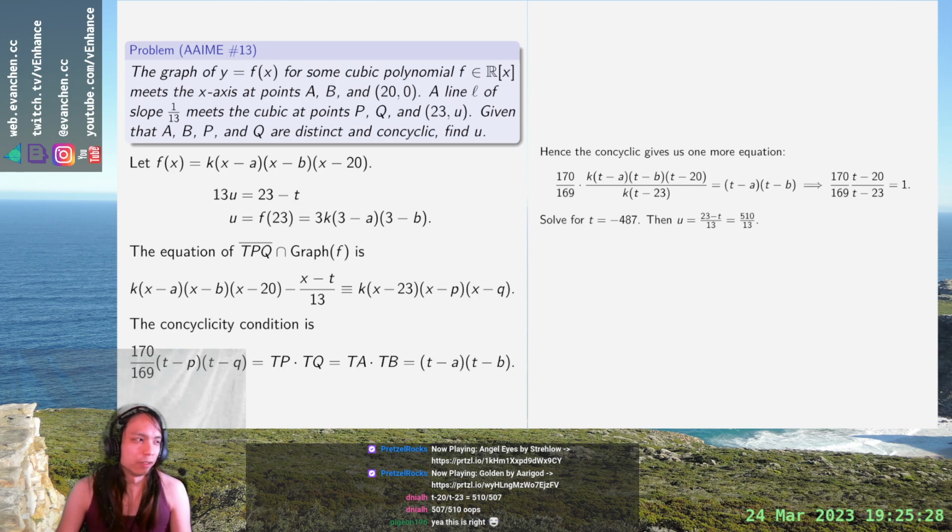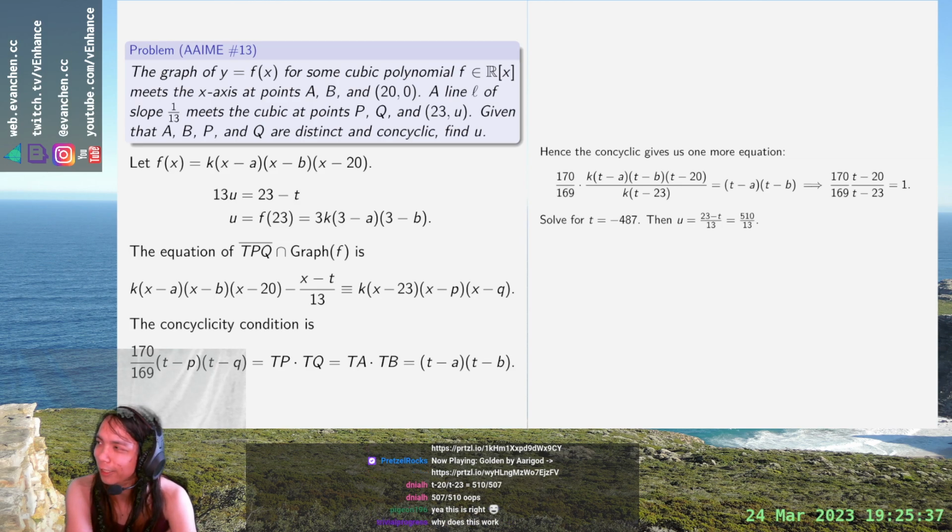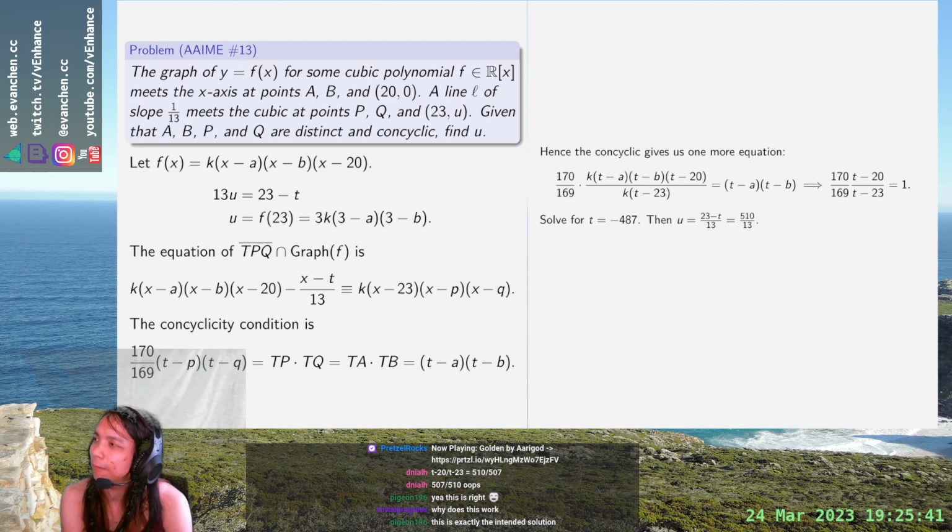I'm assuming the intended solution looks roughly like this. I'm just surprised the power of a point is so clean. I thought the power would be clean because you're plugging in t into the cubic, but I didn't think it would be this clean. This is almost miraculous. Wow. Wow.